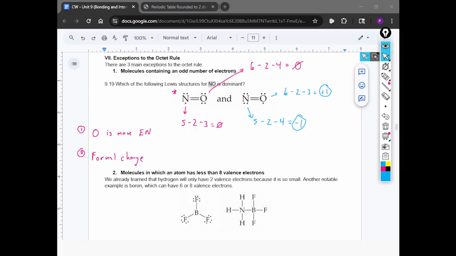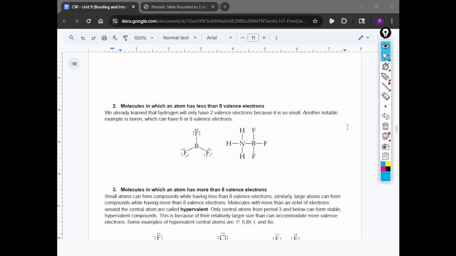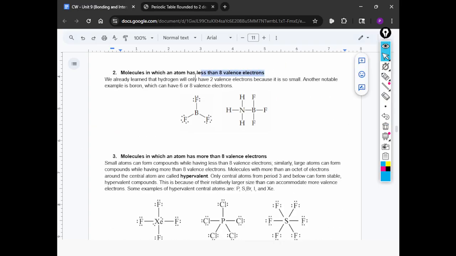All right, so that's the first exception to the octet rule. It's when you have an odd number of electrons. Let's go to the next exception. So there are some atoms that can have less than 8 electrons. There are some notable examples, but you only really need to know 2 of them. We already have been using one of them a lot, which is hydrogen, right? Hydrogen does not have an octet. Hydrogen has 2 valence electrons. That's why we can only have 1 line next to it.